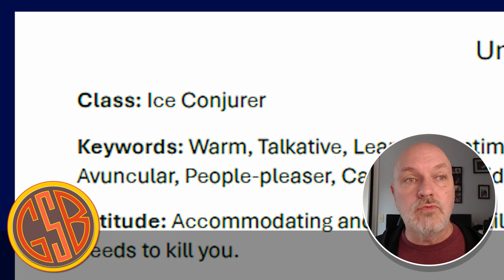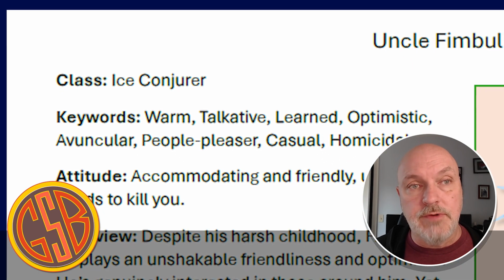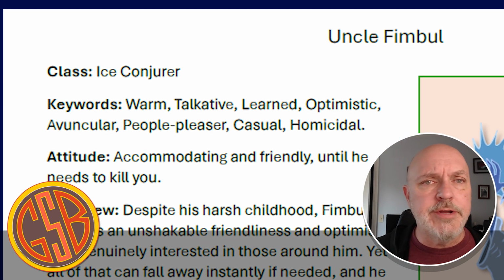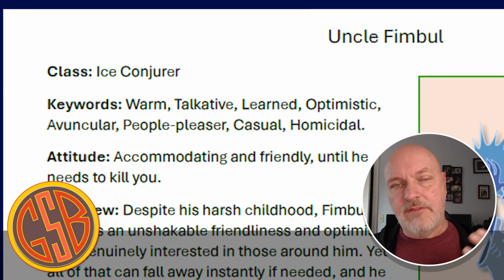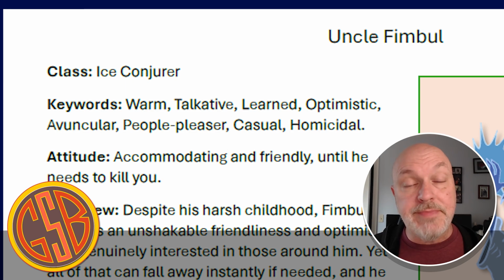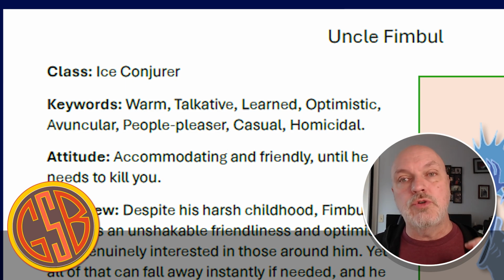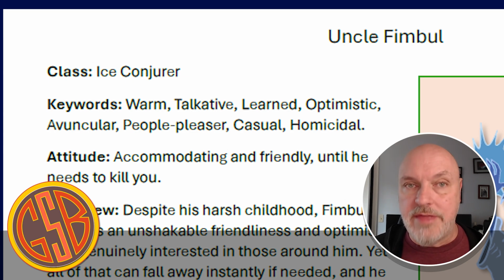And then you can go right to keywords, right? So here we've got warm, talkative, learned, optimistic, avuncular, people pleaser, casual, homicidal. These keywords don't have to have context. You don't have to explain them. That's the point. Just reading the keywords tells you what the character is, not why they are that.